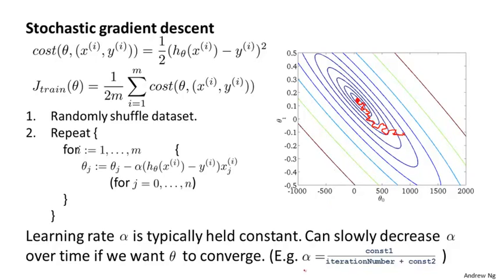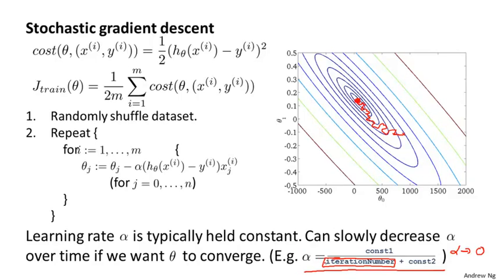I hope this makes sense, right? And the reason this formula makes sense is because as the algorithm runs, the iteration number becomes large, and so alpha will slowly become small. And so you take smaller and smaller steps until it hopefully converges to the global minimum.